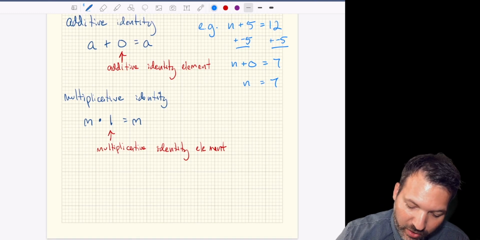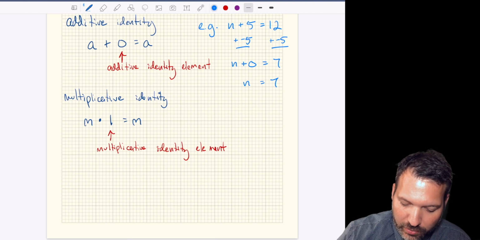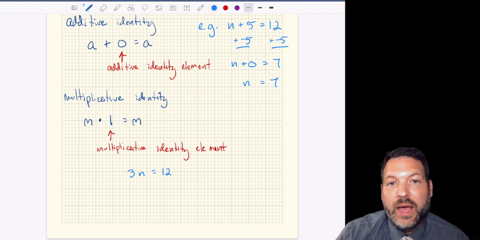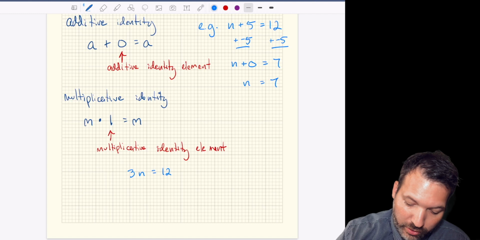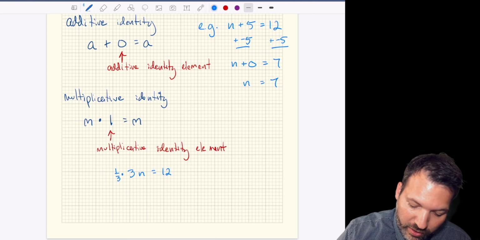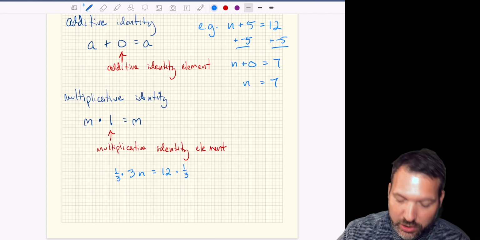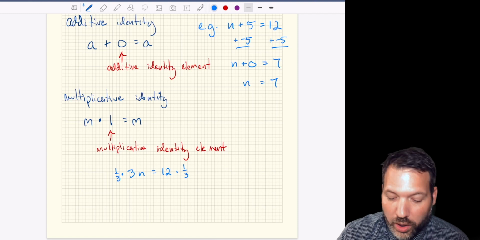Or if I want to do the same thing for multiplication, let's say I have something like 3 times n equals, let's go again with 12. Now I know that I want to make a 1, because under multiplication, I need to multiply something by 1 to know that it's just the same as whatever I started with. So in this case, to get rid of that 3, which really means to turn it into a 1, we're going to multiply by 1/3.